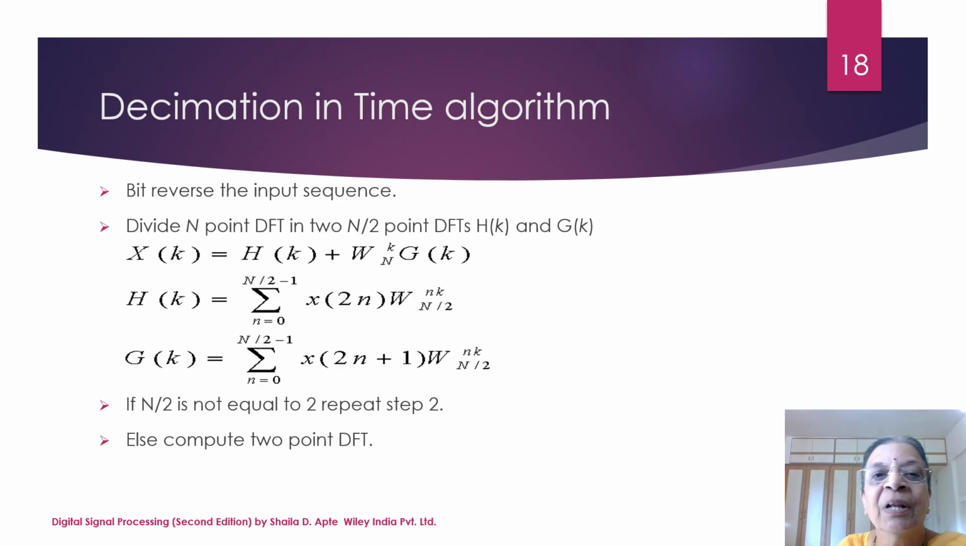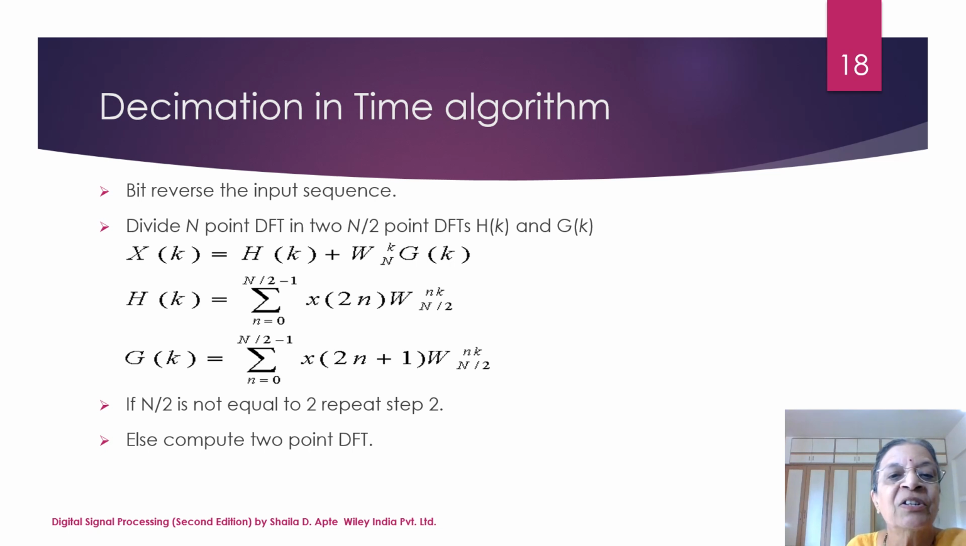Then we go to the next algorithm, decimation in time algorithm. In this case, you can remember that the process is completely reversed. So in the earlier algorithm called decimation in frequency algorithm, we executed the bit reversal at the end. Now in this algorithm, we will do the bit reversal as the first step. So bit reverse the input sequence, then divide N-point DFT into N by 2 point DFT, same as before.